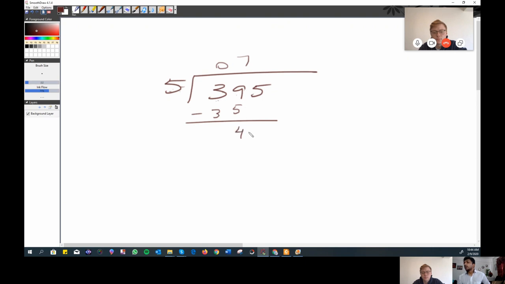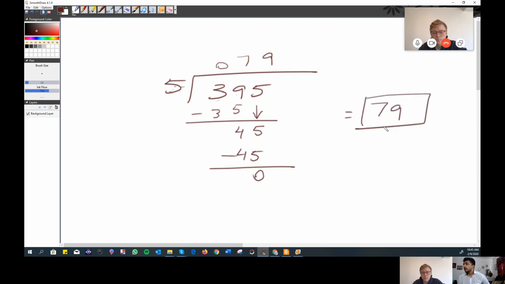Then I subtract, I get 4. I bring down the 5. My remainder 4 is smaller than 5, so it makes sense that I got 35 when I multiplied 5 times 7. Now 5 times what gives me 45? Again, you see, it's testing you on the multiplication table. Nine, okay, good. So my remainder is 0, I'm done. My answer is 79, okay?